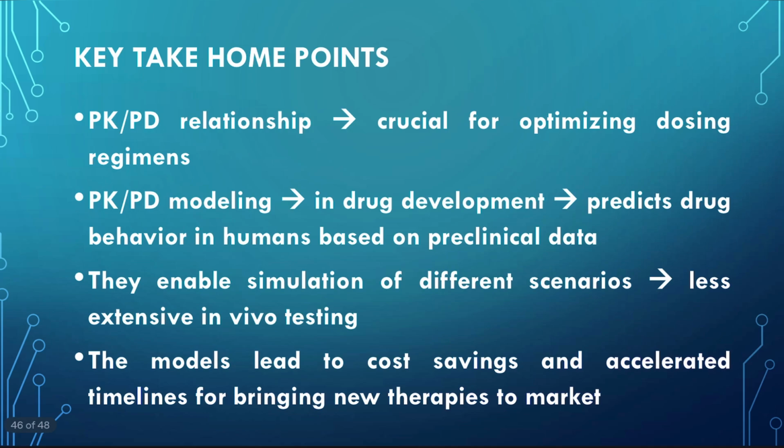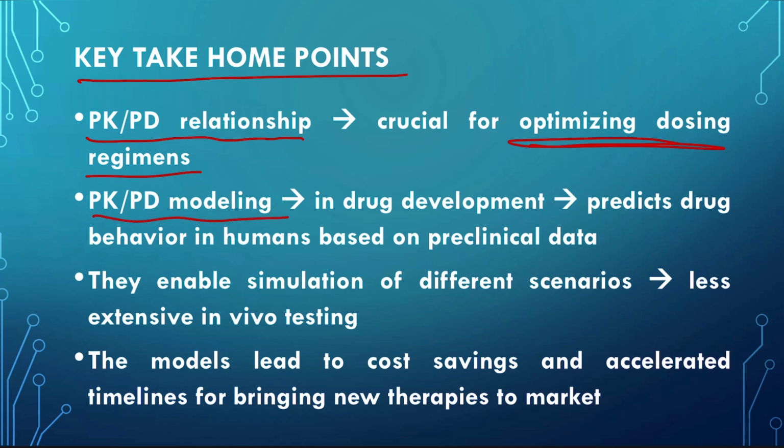Finally, coming to the key take-home points which we need to know. First, the PKPD relationship is very important, and we need to know the way pharmacokinetics and pharmacodynamics are related, so as to optimize the dosing regimen and do rational use of drugs. And it helps in drug development because it predicts the drug behavior in humans based on the preclinical data, that is the data which we obtain from animals.